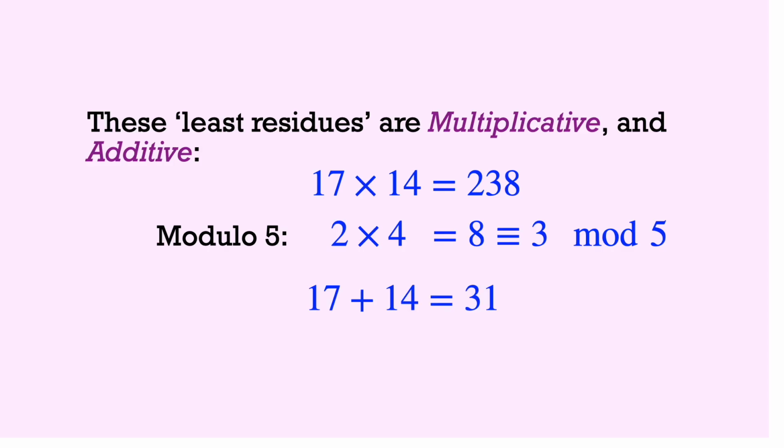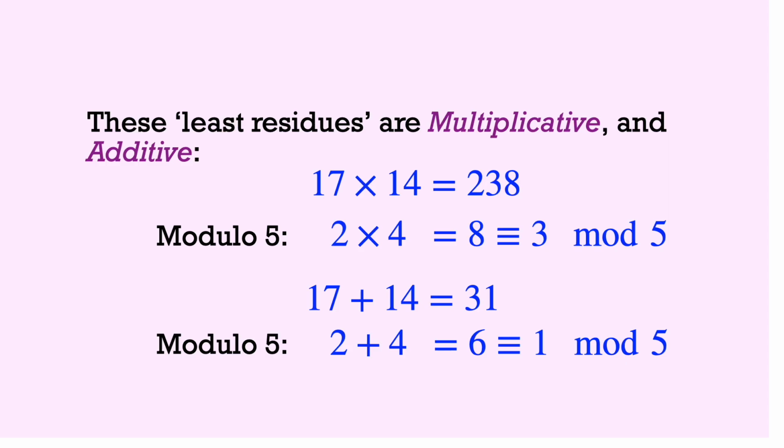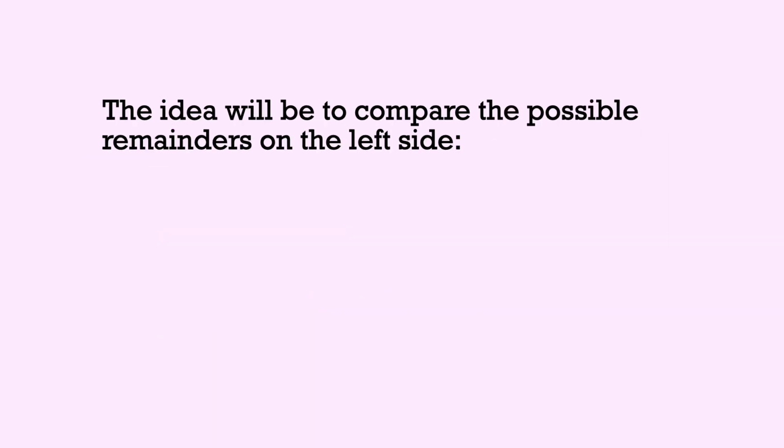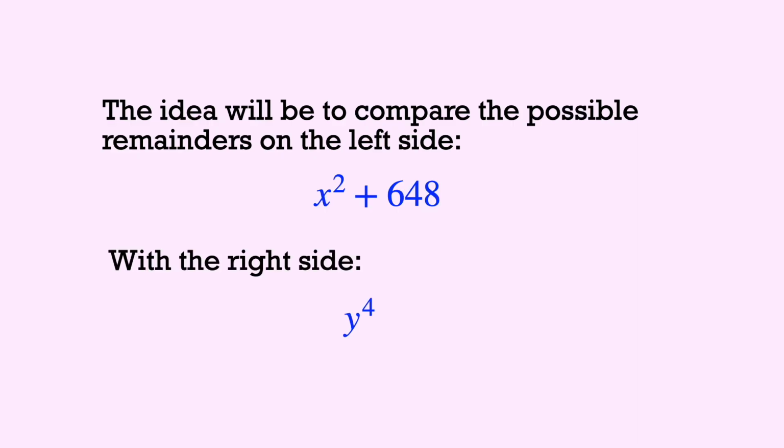And also when we add them, 17 plus 14 gives us 31. Taking the least residues, we get 2 plus 4, which is 6, but that's congruent to 1 modulo 5. And we can see that 31 is in fact congruent to 1 modulo 5. So the idea will be to compare the possible remainders on the left side with those on the right side.